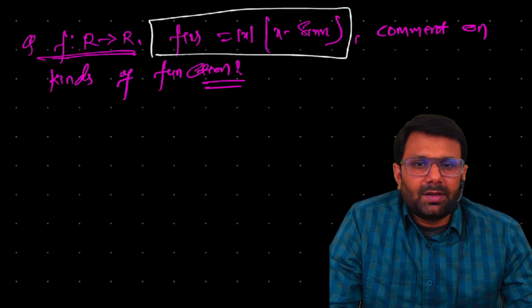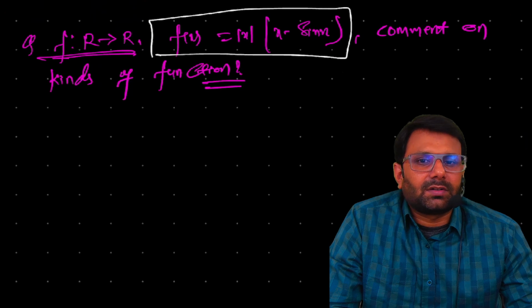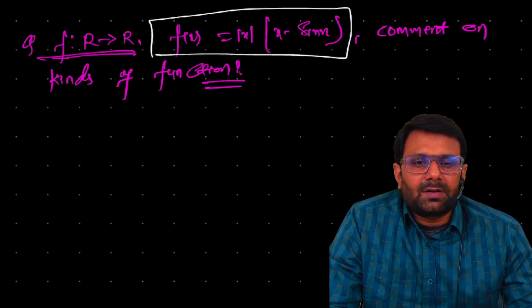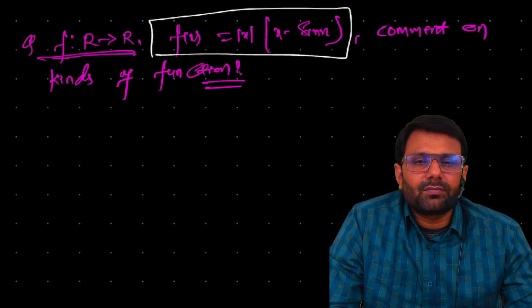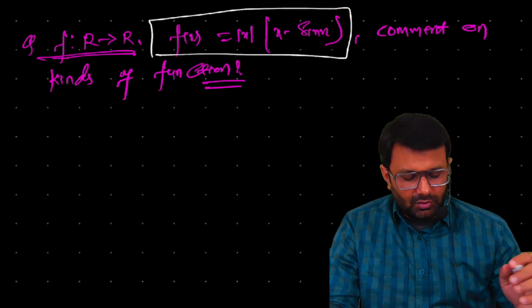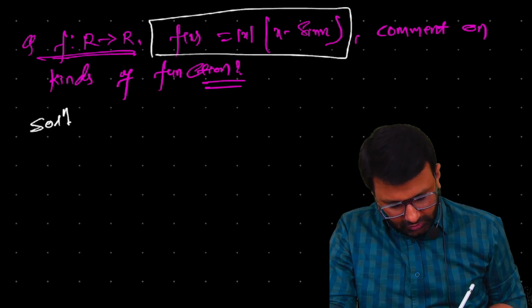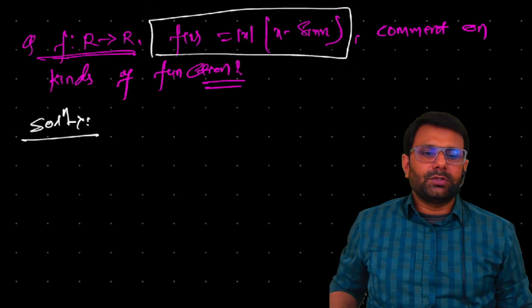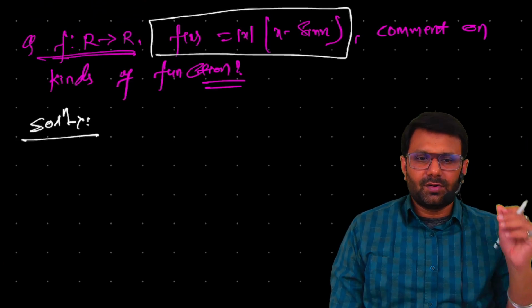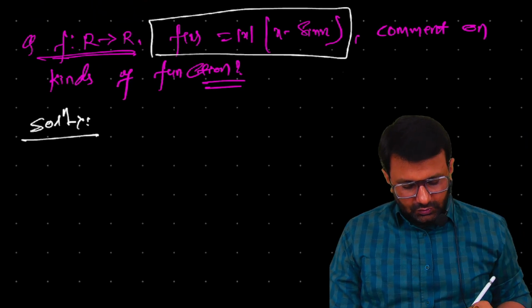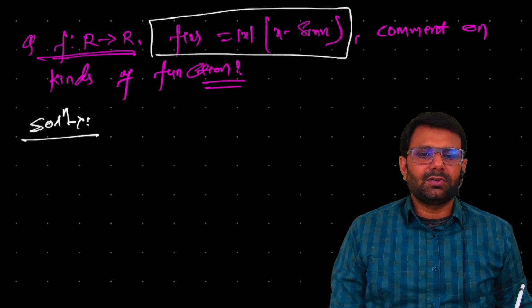So before applying graphical method, first I will decide whether this function is even or odd. Why? After deciding even or odd, I will draw the graph of this function based on the value of x, whether x is positive or negative. So I will use two methods here. First I will decide whether this function is even or odd. So who will solve this question first? Tell me. Okay, no problem. I will discuss here.